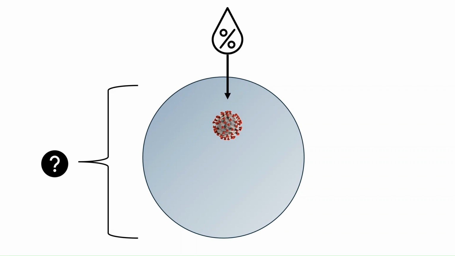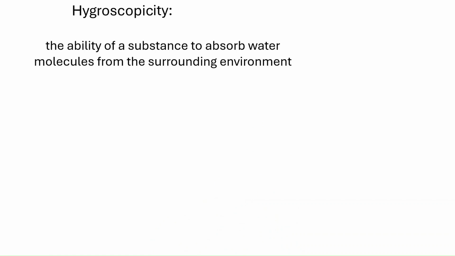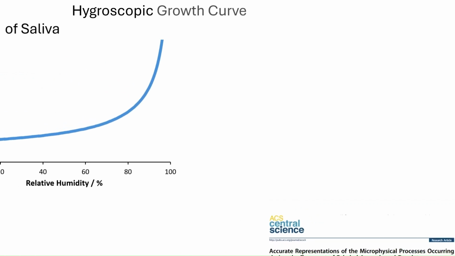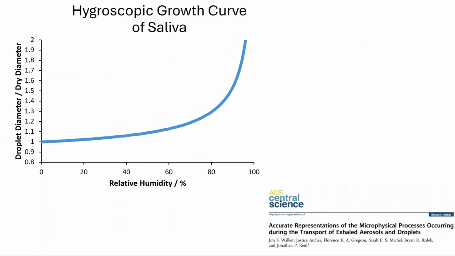Does humidity affect respiratory aerosol? Well, this means that we are interested in the hygroscopicity of the aerosol. This is one of those weird science terms that simply means how much water does a chemical pull out of the air. When it comes to aerosol science, it's represented by a graph such as this.